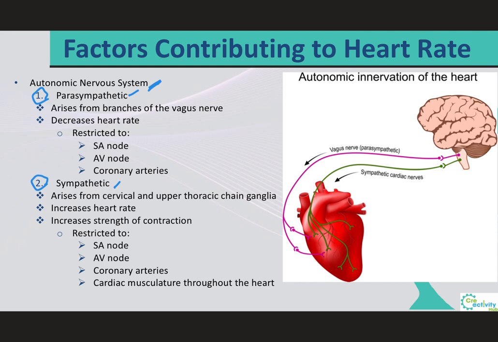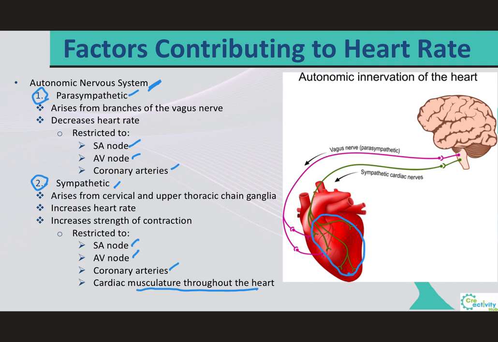In other words, the SA node will initiate the heart contraction, but the autonomic nervous system will be able to either increase or decrease the heart rate. So the sympathetic and the parasympathetic divisions of the autonomic nervous system will provide the innervation to the heart through what we call the cardiac plexus. Both autonomic nervous system divisions will innervate the SA and the AV nodes, as well as the coronary arteries. And in addition, the sympathetic nervous system will innervate all of the cardiac muscle throughout the heart. This means that the sympathetic nervous system will have a greater influence on the heart rate.